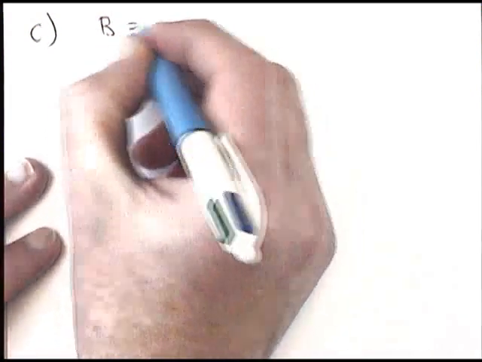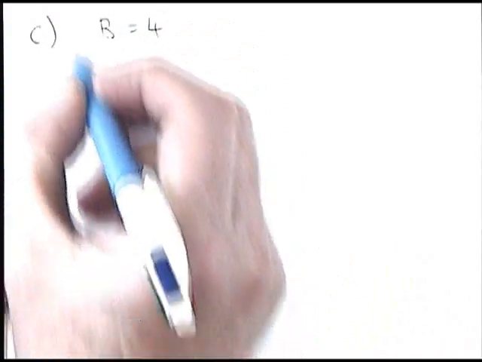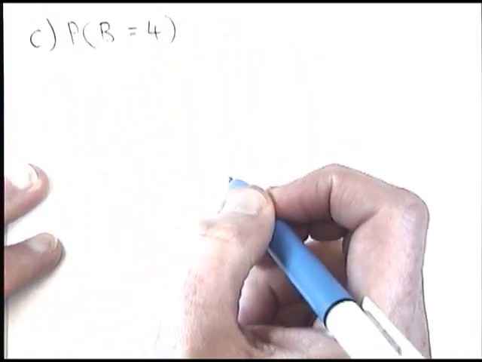Part C is asking for the probability of an equal number of red and blue. So, bearing in mind we're taking 8 balls out, an equal number is 4 of each. So I need B to be 4. So I want the probability that B is 4.